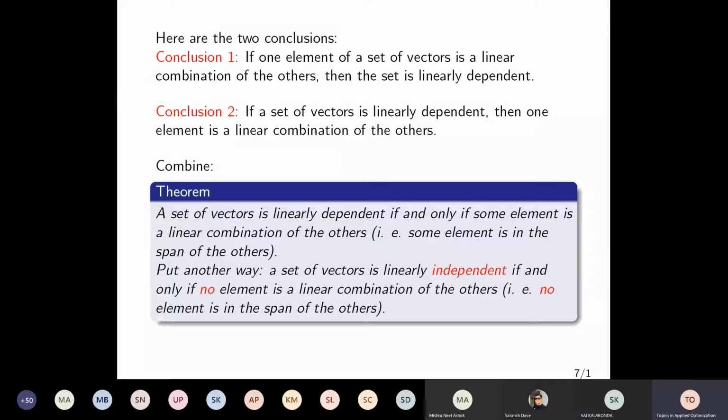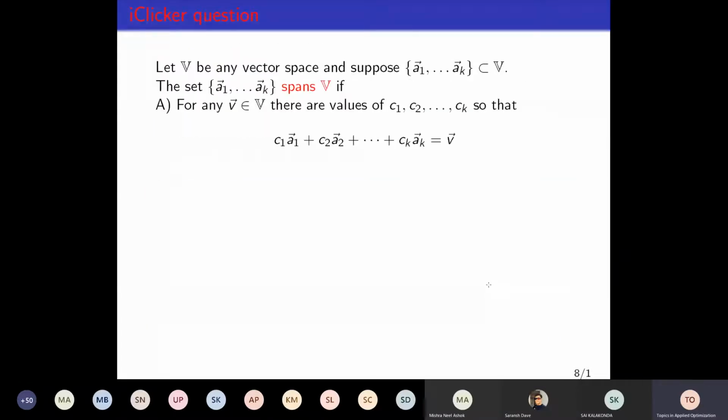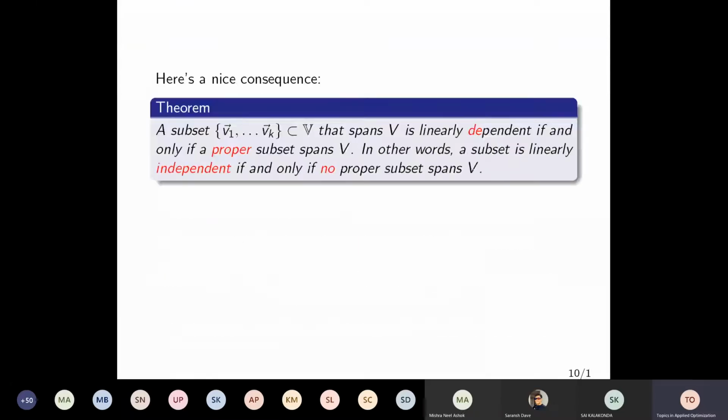We can see this theorem. A set of vectors is linearly dependent if and only if some element is a linear combination of the others. That is by definition itself, right? Put another way, a set of vectors is linearly independent if and only if no element is a linear combination of the others. That's something we have already remarked. Again, I will skip this question. There is another theorem here: a subset V1 to Vk that spans V is linearly dependent if and only if a proper subset spans V. That's also intuitively clear.